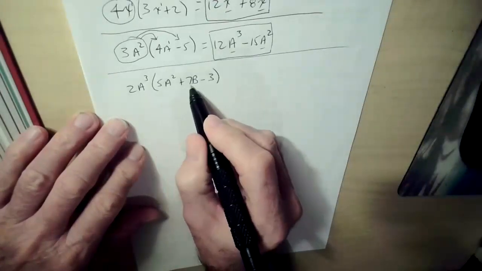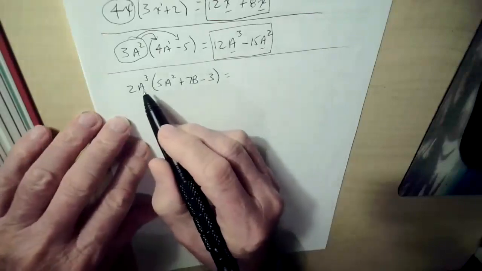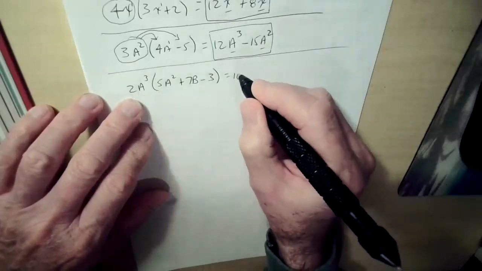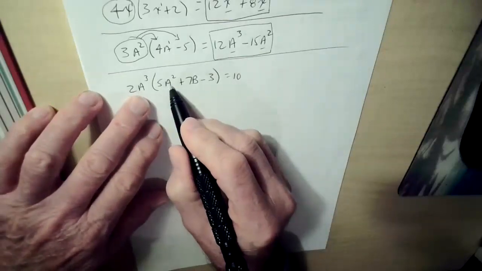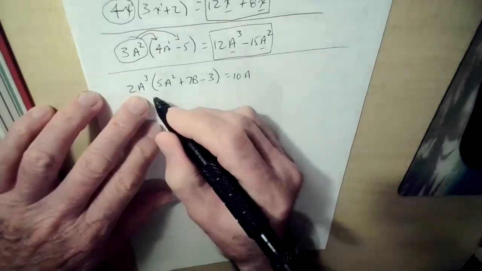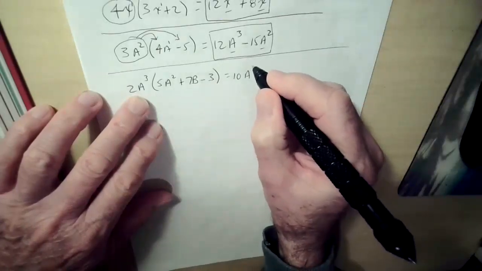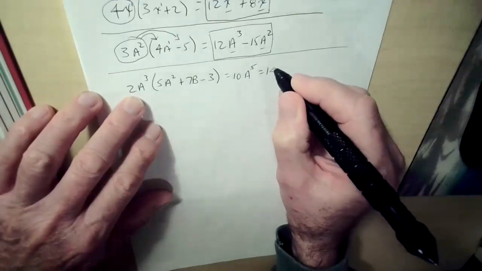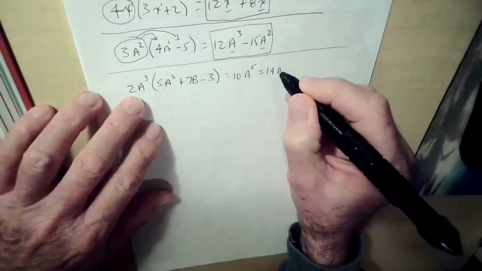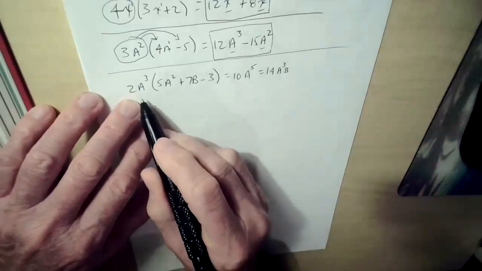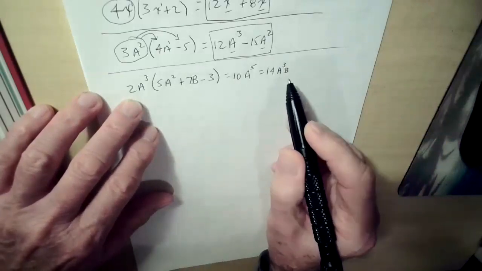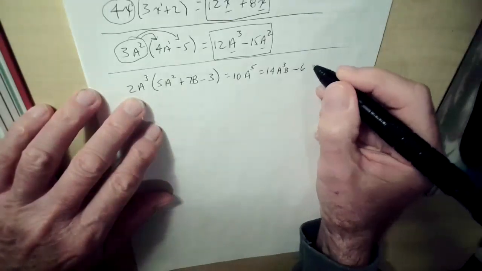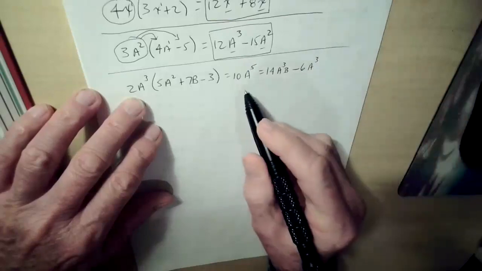Okay, we're going to multiply the 2a cubed times everything inside here. 2a cubed times 5a squared is, well, first of all, 2 times 5 is 10. A cubed times a squared, same base number, so we add the exponents. That's a to the 5th. Now 2a cubed times 7b is 14 a cubed b. Cannot multiply a times b, so you just write it like that. And then 2a cubed times a negative 3 is a negative 6a cubed.